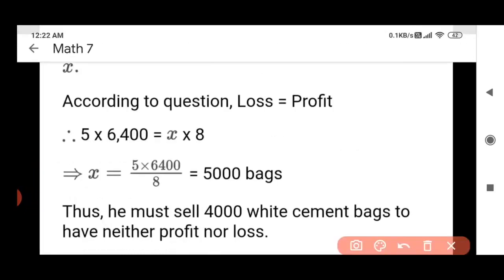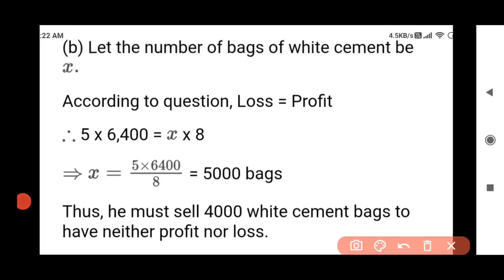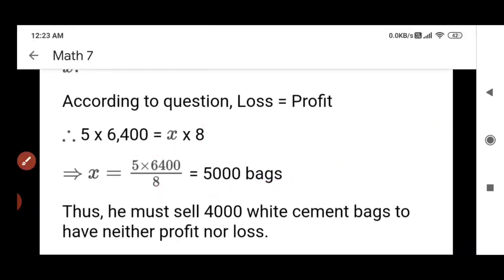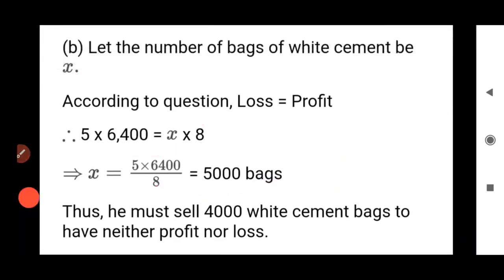Option B. Let the number of bags of white cement be X. According to the question, loss equals profit. So 5 into 6400 equals X into 8. X goes to this side: multiplication on the left becomes division on the right. So 5 into 6400 divided by 8. Simplify the term, you get 4000 bags. Thus he must sell 4000 white cement bags to have neither profit nor loss.